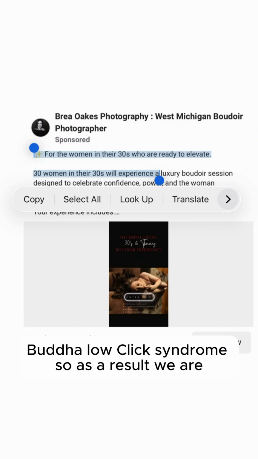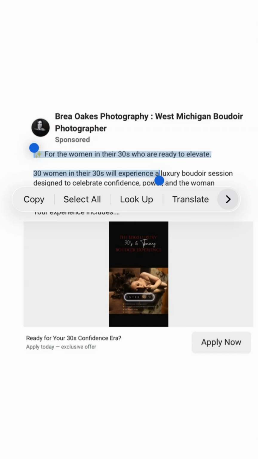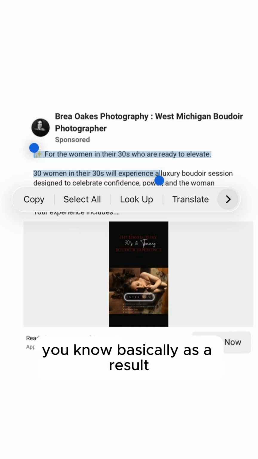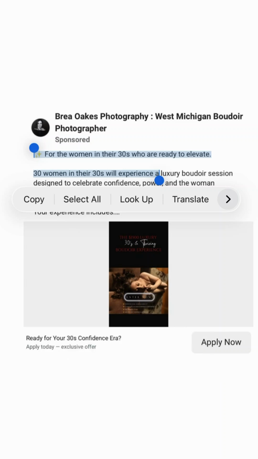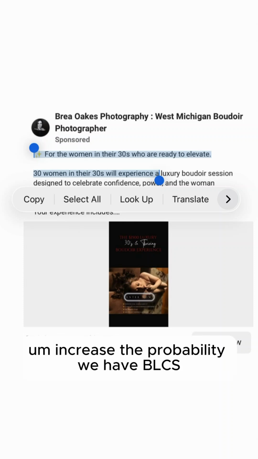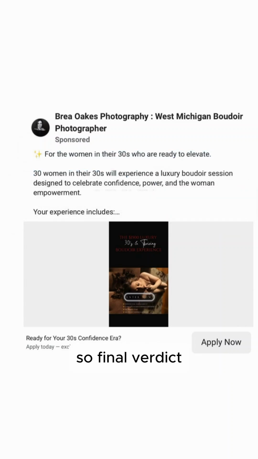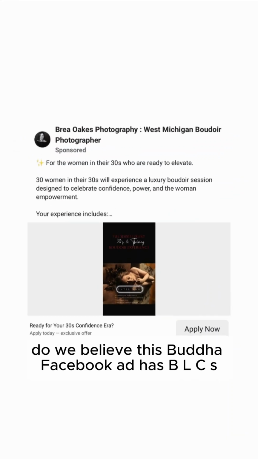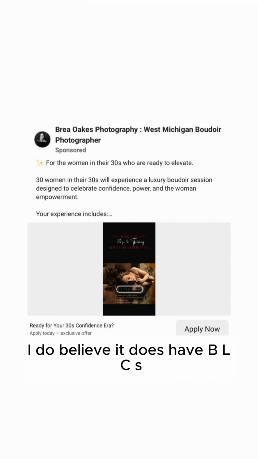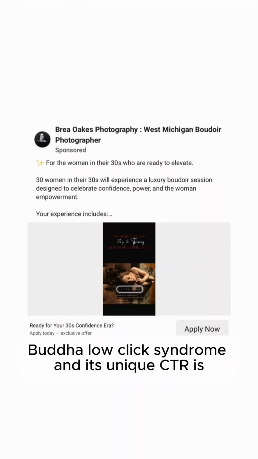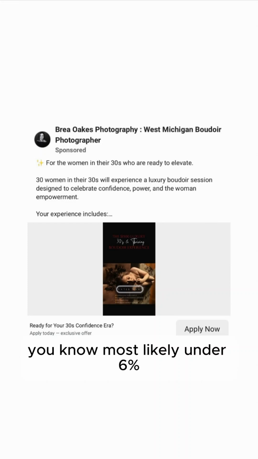So as a result, we increase the probability we have BLCS. So final verdict: do we believe this Boudoir Facebook ad has BLCS, yes or no? Yes, I do believe it has BLCS, Boudoir low click syndrome, and its unique CTR is most likely under 6%.